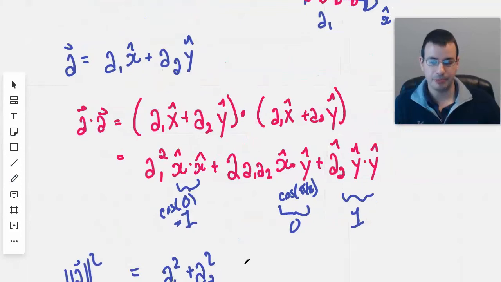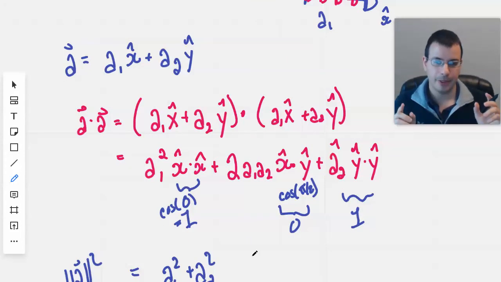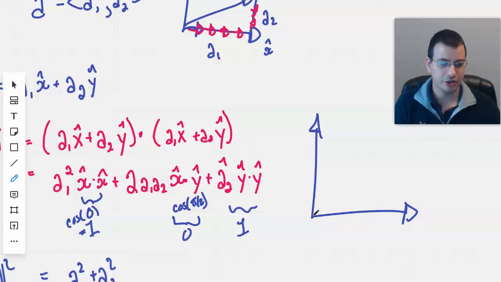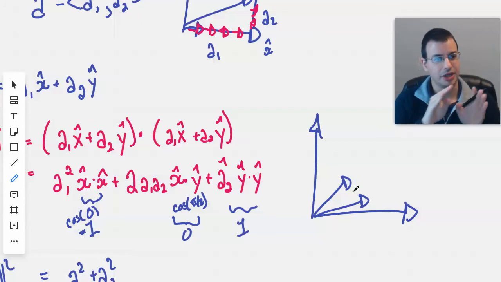But the reason I point this out is at some point in life you might come across different basis vectors. When you create your coordinate system, you can create a coordinate system using any two vectors that are linearly independent. And the idea with linearly independent is basically that they're not pointing in the same direction or the opposite direction.